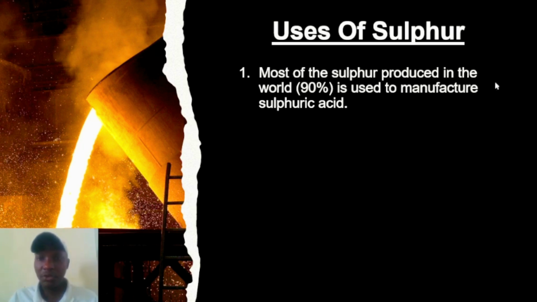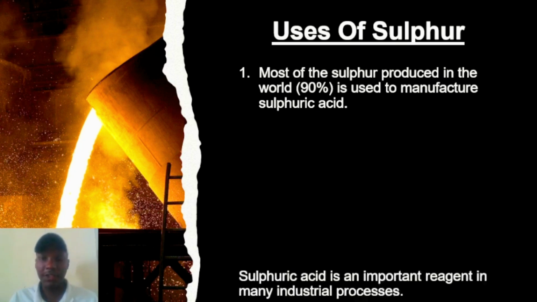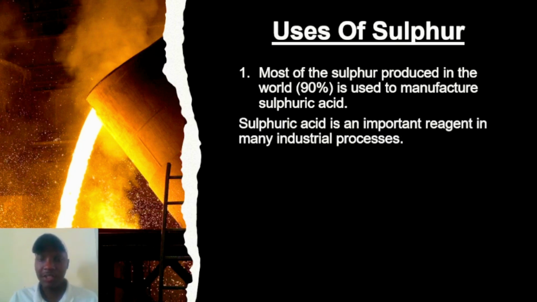Most of the sulfur produced in the world, about 90%, is used to manufacture sulfuric acid. So that's the first use. Commonly, sulfur is used to manufacture sulfuric acid, which is an important reagent in many industrial processes used to manufacture various products.